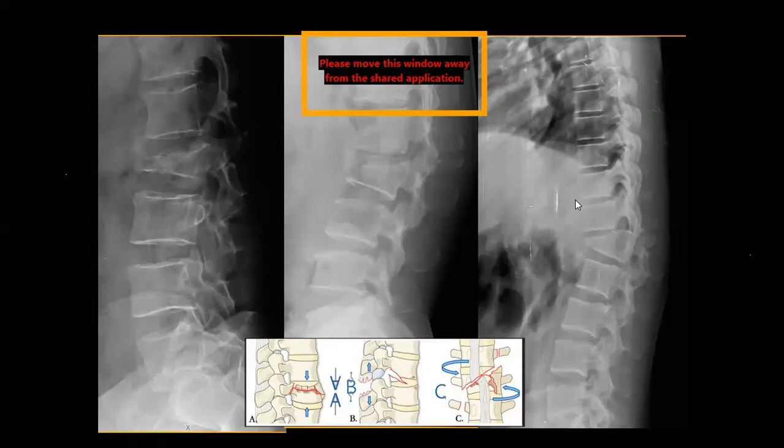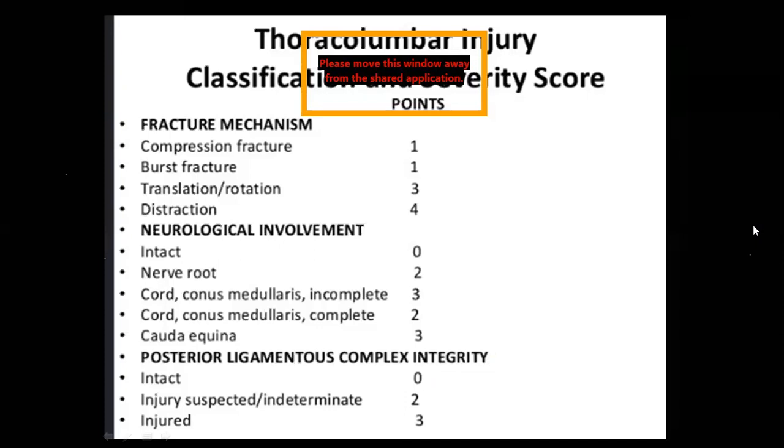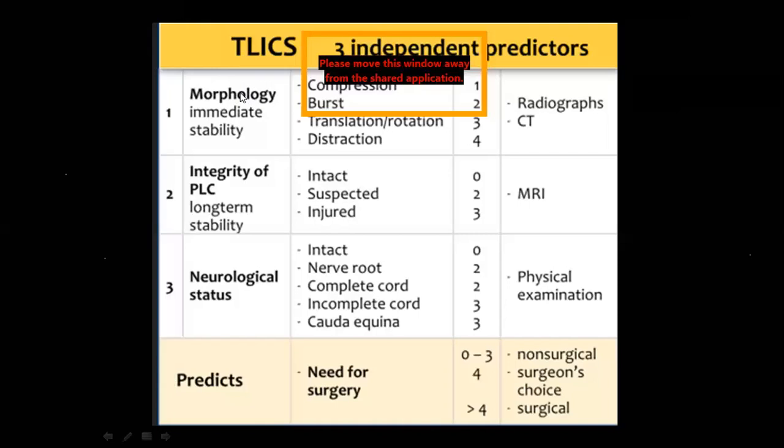So coming to the further improvement of the classification system, the most recent one is the TLICS classification. What is TLICS? Thoracolumbar injury classification and severity score. It takes into account three sets of things. First is morphology. What is morphology? So what is the fracture type? Whether it is compression fracture, burst fracture, translation rotation or distraction.